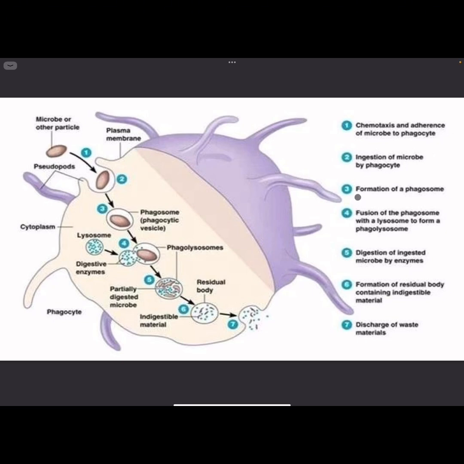After that, there's going to be a formation of something called phagosome. Then the phagosome will fuse with a lysosome to form a phagolysosome. Step 5 is the digestion of ingested microbes by the enzymes. And step 6 is formation of residual body containing indigestible material. And finally, there would be the discharge of waste materials.